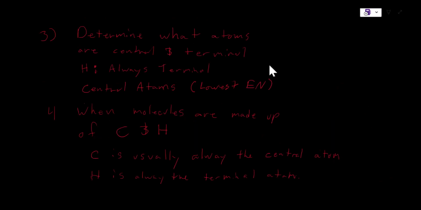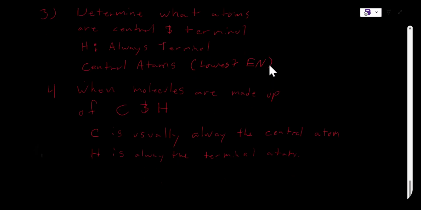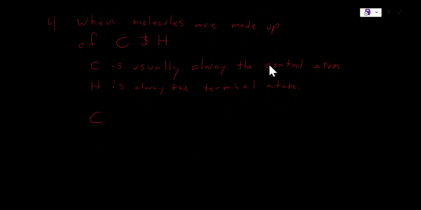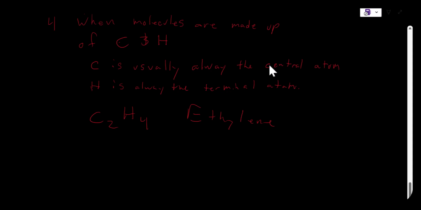And the fourth tip is when molecules are made up of carbon and hydrogen, carbon is usually the central atom and hydrogen is always the terminal atom. This usually takes place in organic chemistry. An example would be C2H4, ethylene. The carbon atoms are the central atoms, so we have something like this, and then the hydrogens would come off the carbons, and they are the terminal atoms. But usually, in molecules made up of carbon and hydrogen, the carbon is the central atom and hydrogen is always the terminal atom.